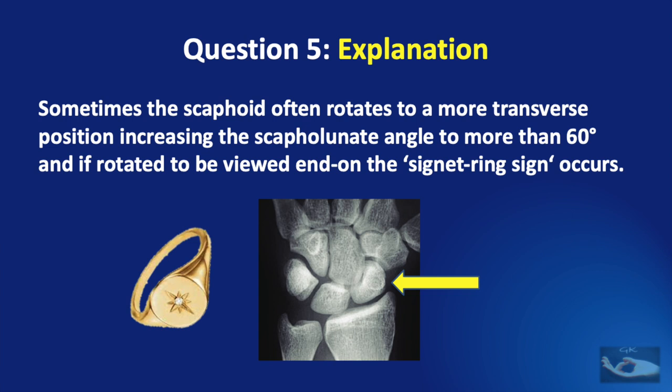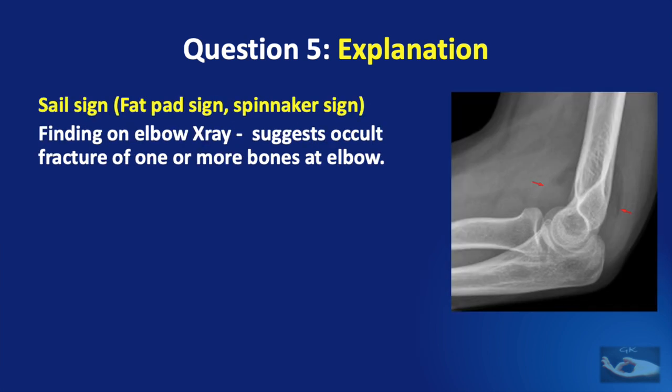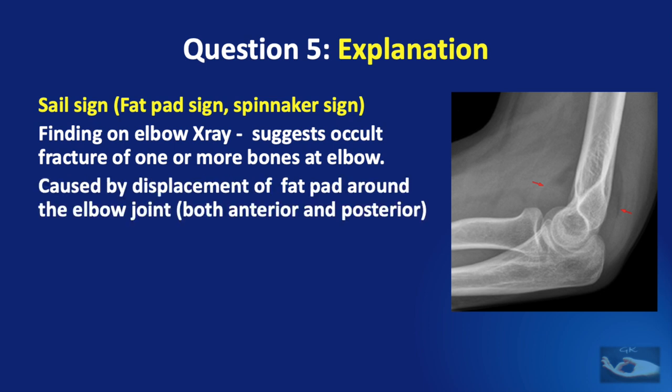And if it is so rotated, the X-ray shows the end-on view or the signet ring sign. The Sail sign, otherwise known as the fat pad sign or the Spinnaker sign, is a finding on elbow X-ray which suggests occult fracture of one or more bones at the elbow. This is caused by displacement of the fat pad around the elbow joint, which could occur both anteriorly or posteriorly.